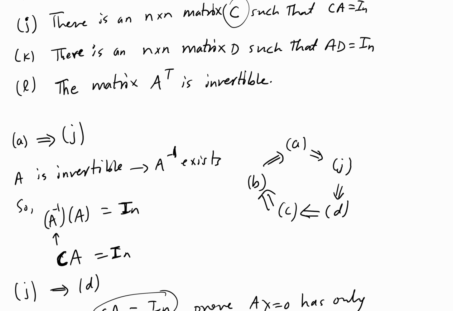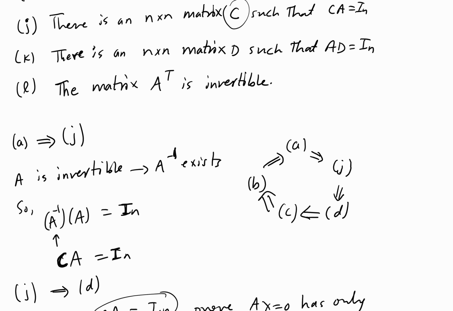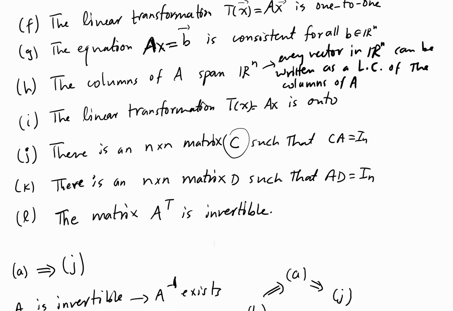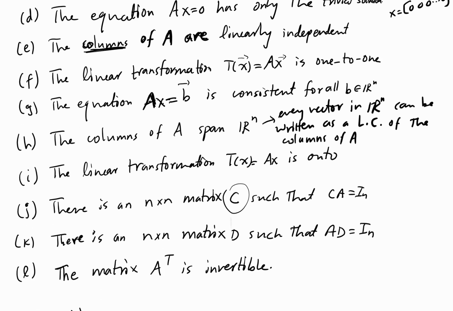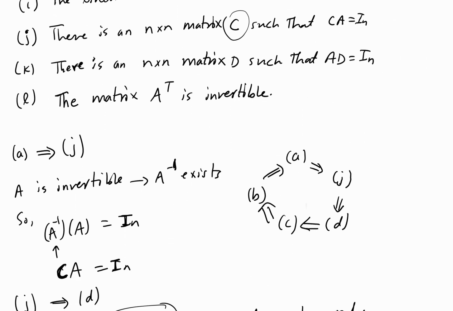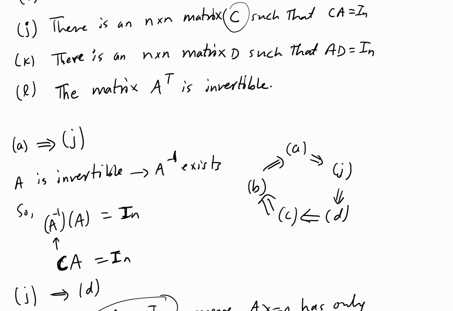After J, we're going to prove D. And then you can scroll up and see what D is. D says the equation AX equals 0 has only the trivial solution. Okay, that means the only solution is the zero vector. So how do you prove that from J?